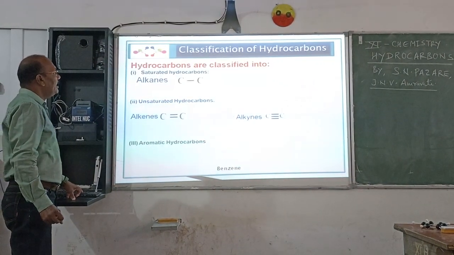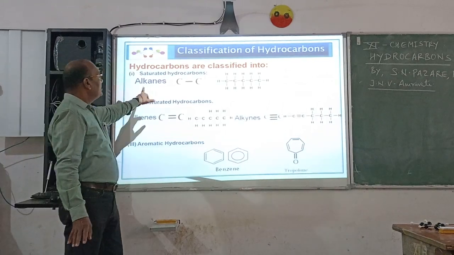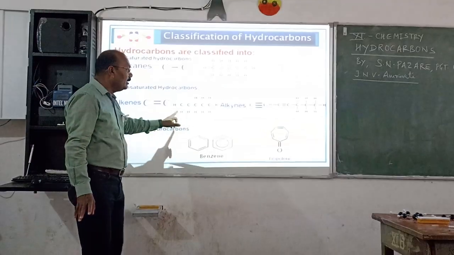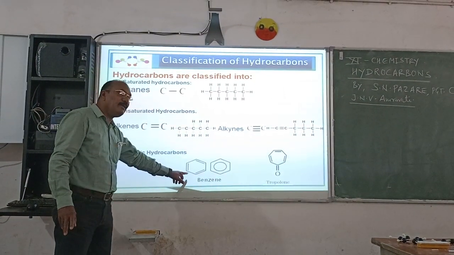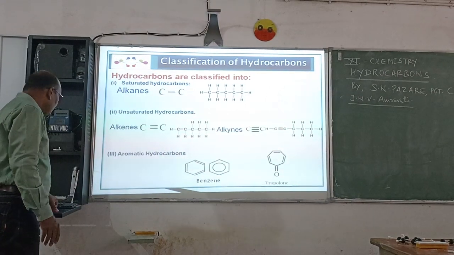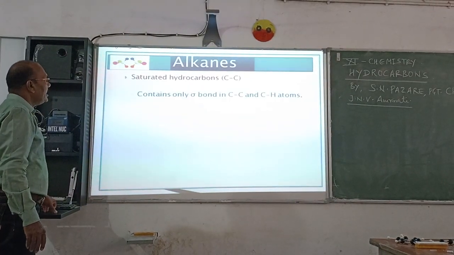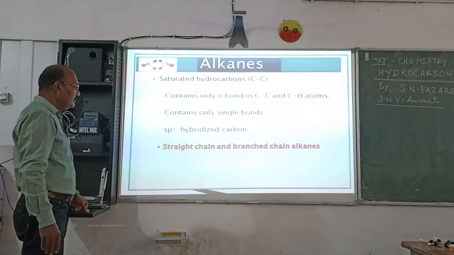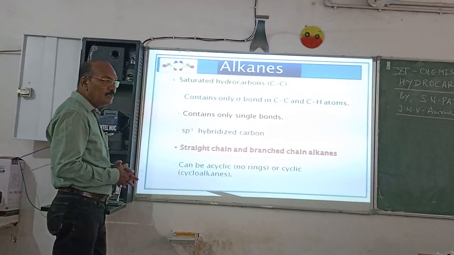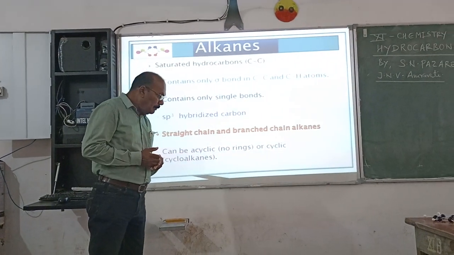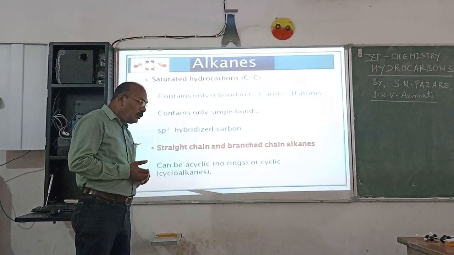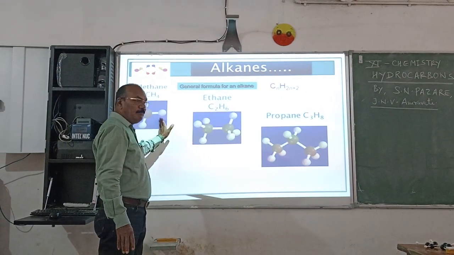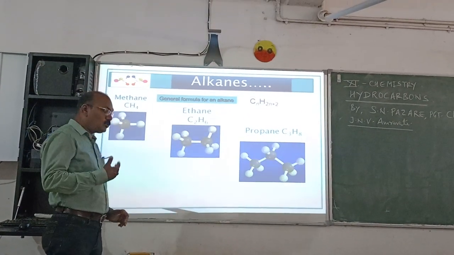We have seen the hydrocarbons, the saturated hydrocarbons. Then we have seen unsaturated hydrocarbons, with double bond and triple bond. Then we have seen aromatic benzene as well as tropolone. Then we have seen the properties of saturated hydrocarbons, that is single bond, sp3 hybridized, straight chain and branched chain. We have seen the examples of pentane, isopentane, neopentane. We have also seen structures like methane, ethane, propane and so on.